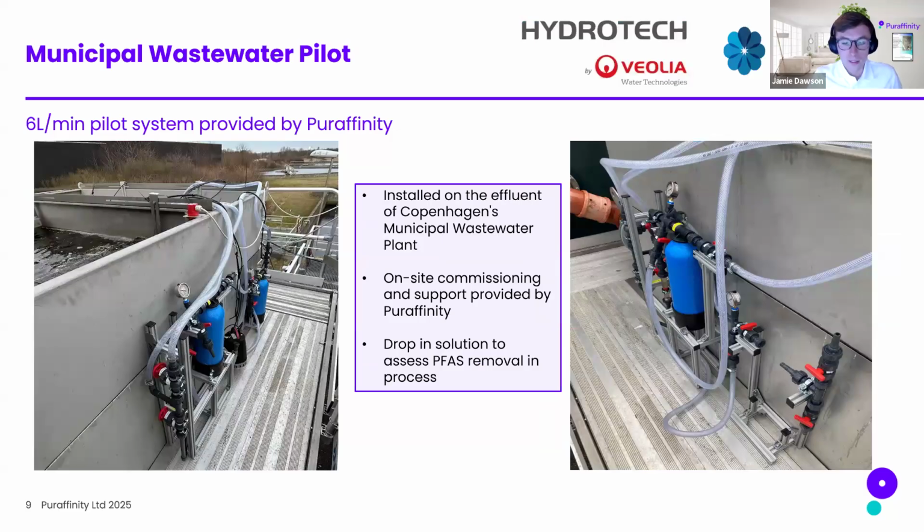We've also completed a wastewater pilot this year. This one, we partnered with Hydrotech, Veolia, and Biophos, which is the utility in Copenhagen in Denmark. We were placed as a polishing stream at the effluent of the site after Hydrotech solids filter, which they were also piloting at the same time. We provided the system and the installation and the setup.